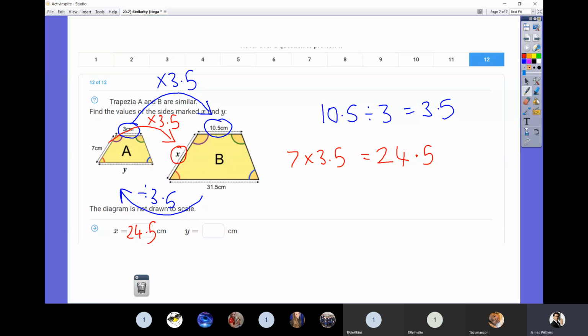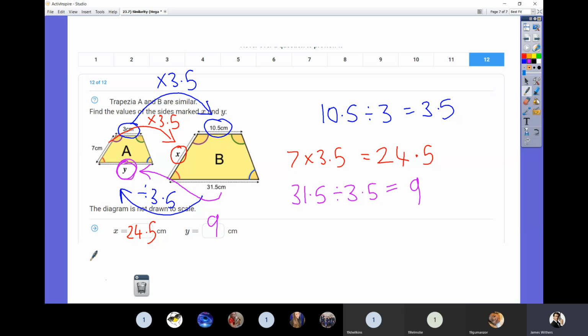Now, for working out Y, you see we're going the other way. Y is on A, it's on the smaller shape. So we're going the other direction, so we're going to have to divide by 3.5. The bottom length on B is 31.5. Divide it by 3.5. 31.5 divided by 3.5 equals 9. So length Y is 9.